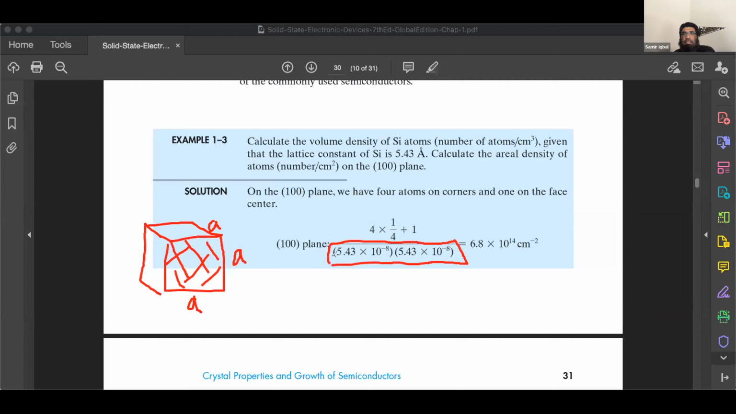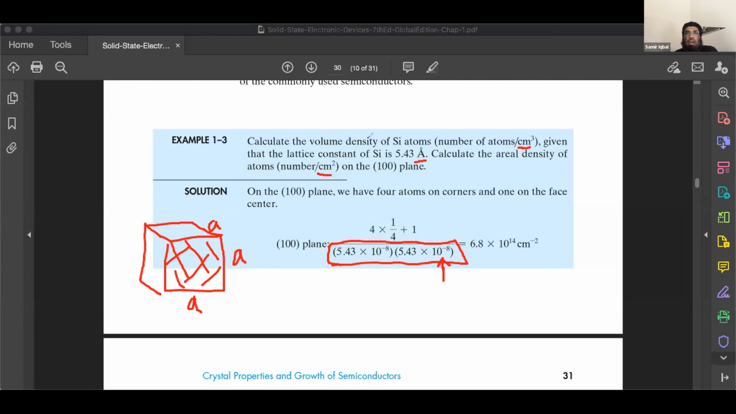Now, you see 10 raised to minus 8, because density we always use in centimeters. Another important thing to remember, when we talk about wafers or semiconductor materials, we will always talk about the density in per centimeter related units. So you have to go from angstroms to meters and then bring it back to centimeters. So what you end up with is 10 raised to minus 8, right? With me on this? Areal density.